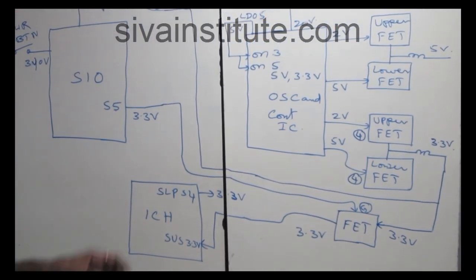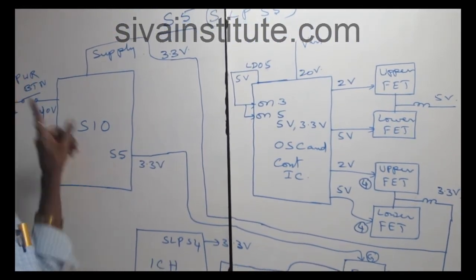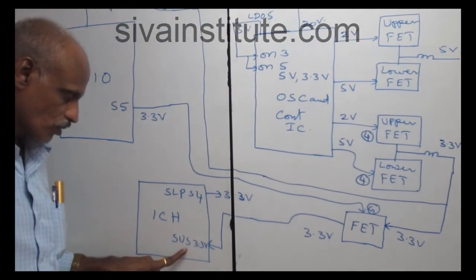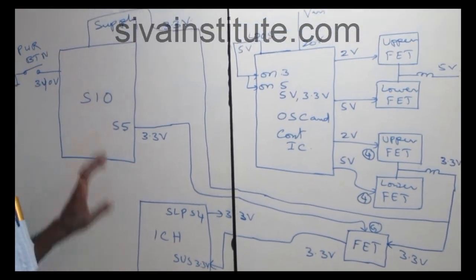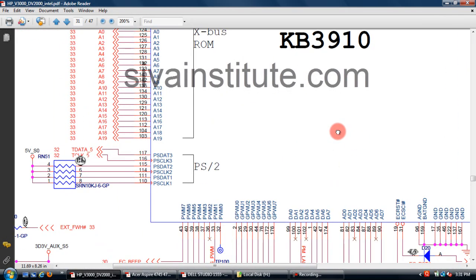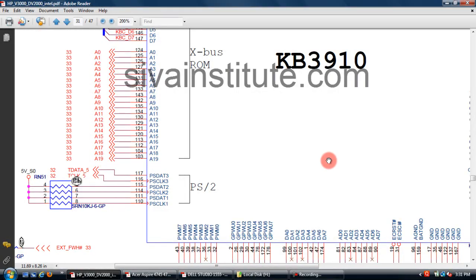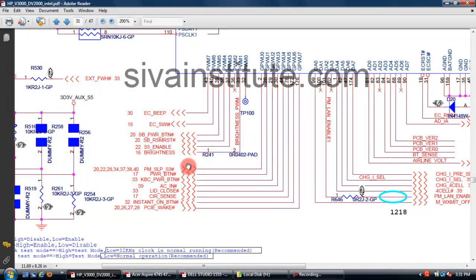So without pressing the power button, 3.3 volts goes to the SIO. After pressing the power button, 3.3 volts goes to ICH suspend 3.3 volts. This is the SPI step. This is the SIO chip KB3910. After pressing the power button, the SPI command, SPI 3.3 volts, comes out from this IC. See here, SPI enable, pin number 37. This 3.3 volts voltage comes out from this pin.